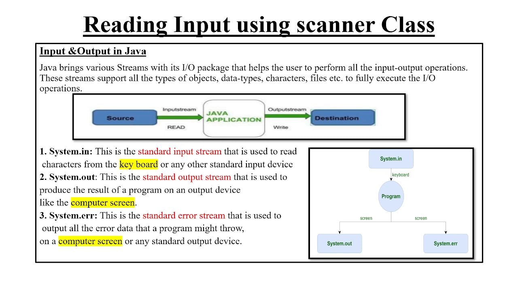And the third stream which we use is System.err. This is a standard error stream that is used to output all the error data that a program may hold, and those are displayed on the computer screen or standard output device. So in any Java application, reading the content from a source is done as an input stream, and to display the contents to the destination, they are written in the form of an output stream.